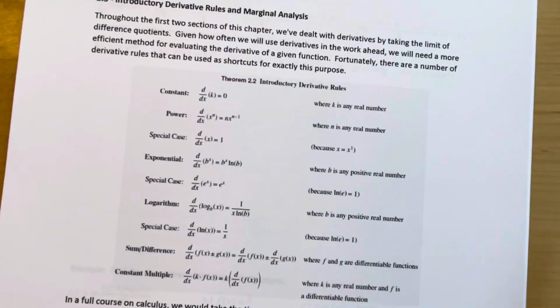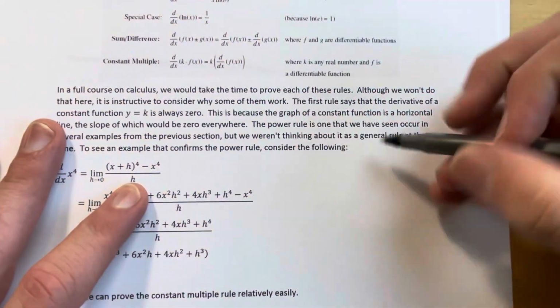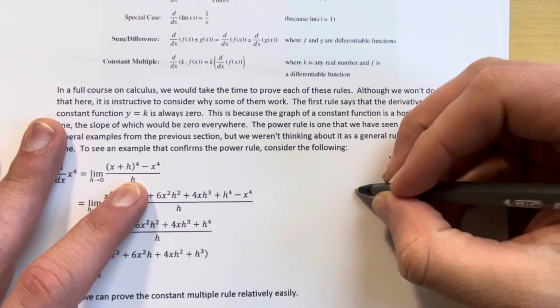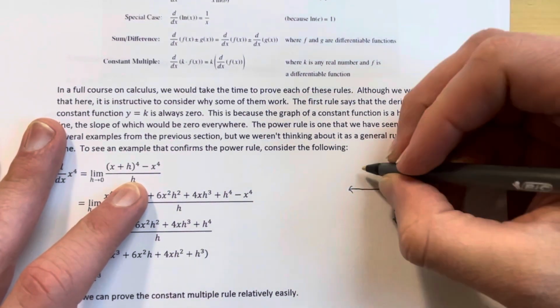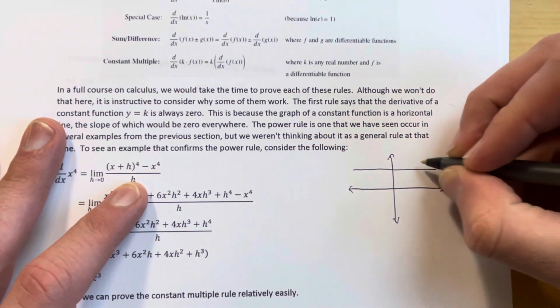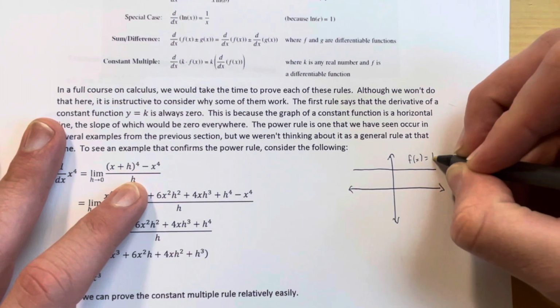So, did I put a picture of this anywhere? I don't think I did. No. So if you want to imagine the graph of a constant function, y equals k, those always look like these horizontal lines. So that's f of x equals k.